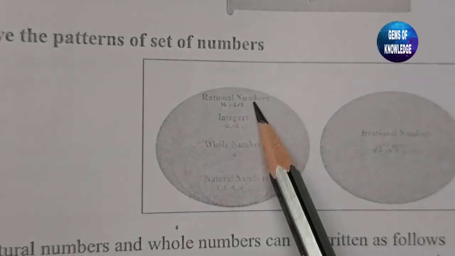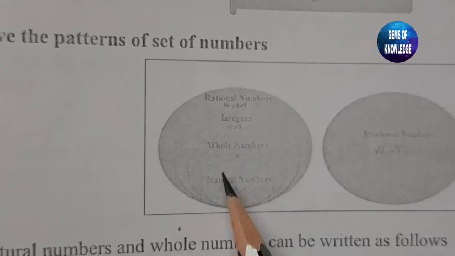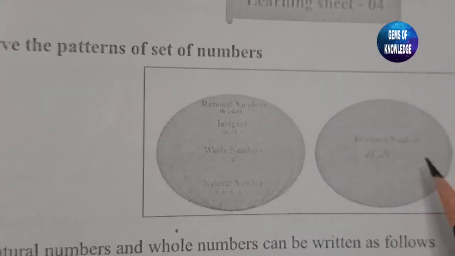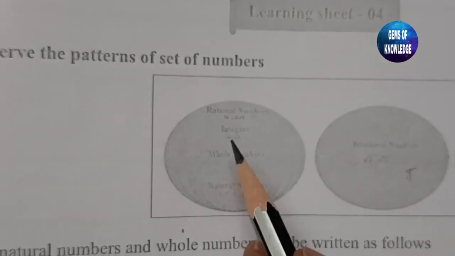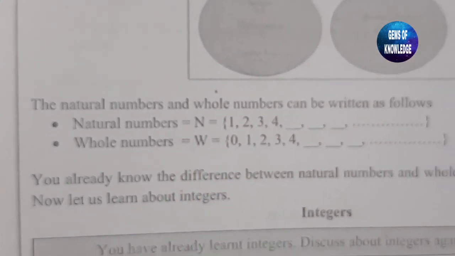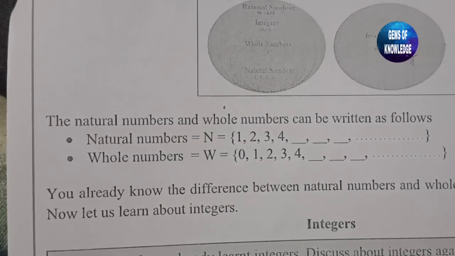The rational numbers include integers, whole numbers as well as natural numbers, whereas irrational numbers include all the root numbers and pi, that is 22 by 7, which we call pi. All these numbers come under irrational numbers, whereas under rational numbers we get integers, whole numbers and natural numbers. Here they have given how the natural numbers and whole numbers can be written.